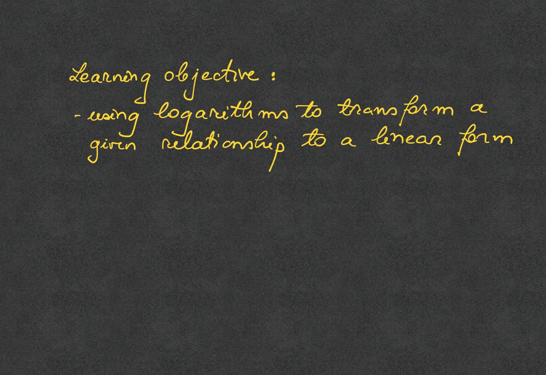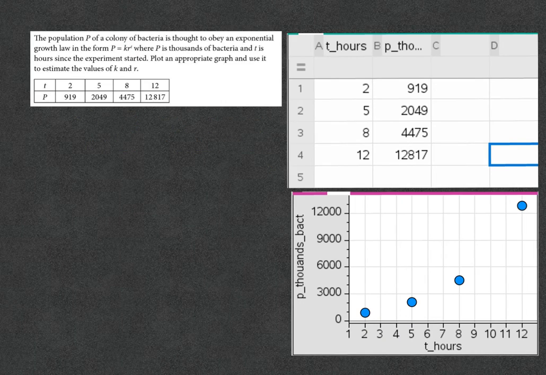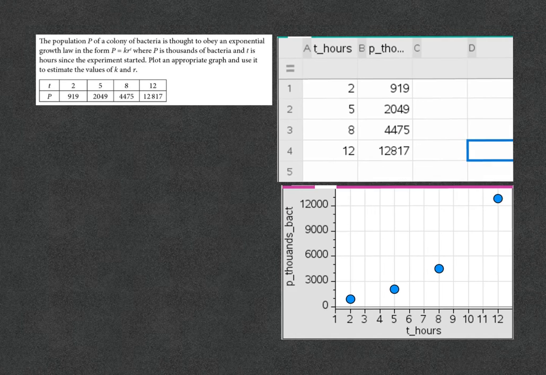In this lesson, we'll look at how to use log arrays to transform a given relationship to a linear form. We'll also look at the most important question of why we do this. I'd like you to pause the movie and read this question. I plotted for you the data, the number of hours, t, and P, thousands of bacteria. And this is how the graph looks like. So pause the movie and read the question.